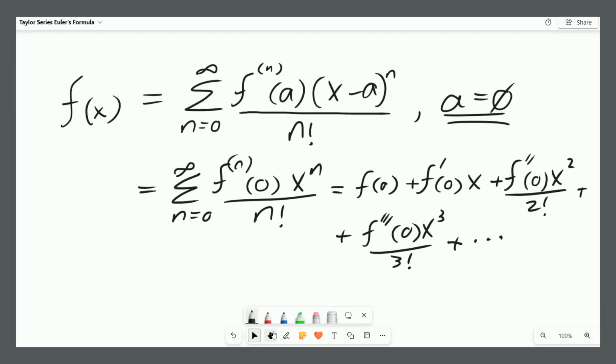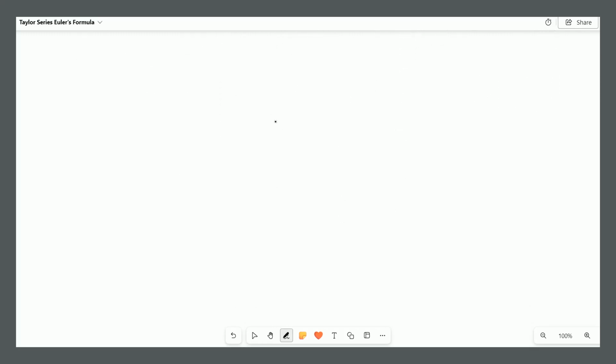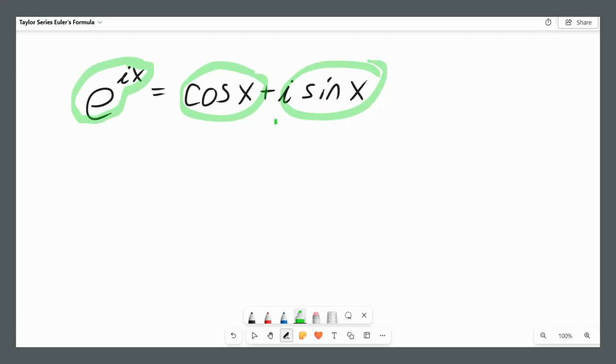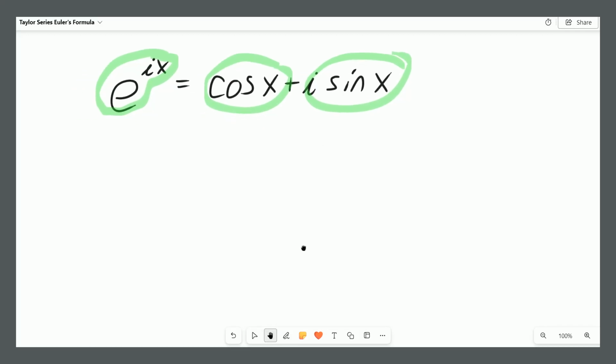So we're going to use this to prove Euler's formula. And Euler's formula tells us that e to the power of ix equals the cosine of x plus i times the sine of x. So we're going to use the Taylor series to look at what cosine of x is, what i sine of x is, and we're going to show that if we add those, we get the Taylor series of what e to the power of ix is. So let's get to that.